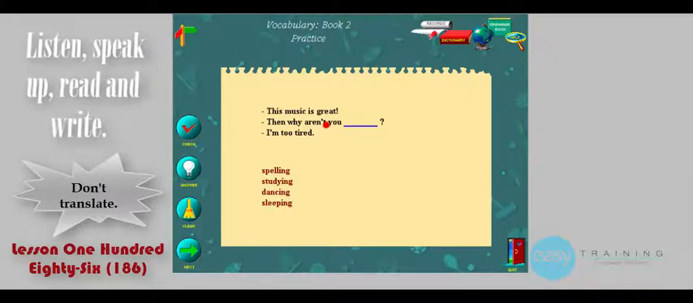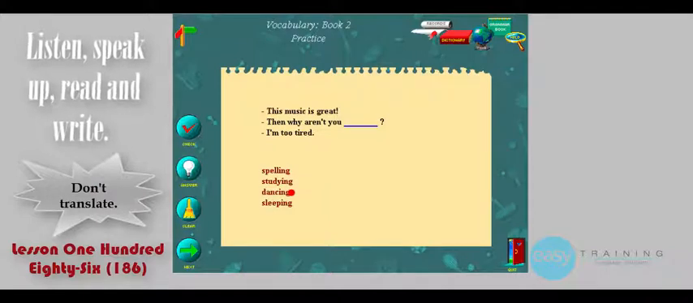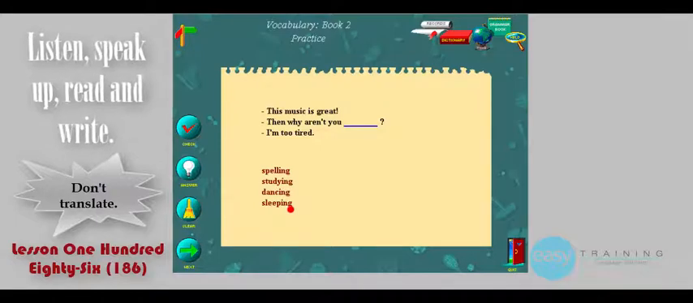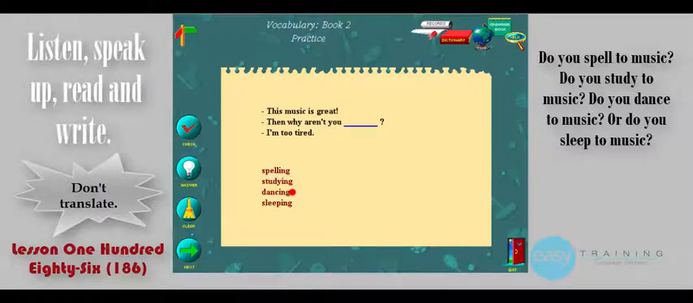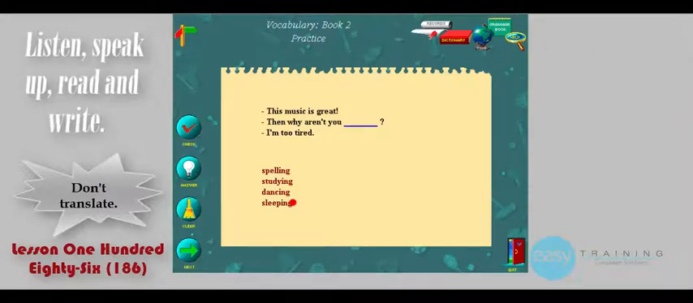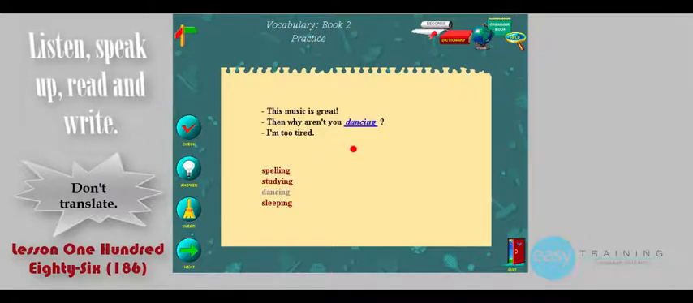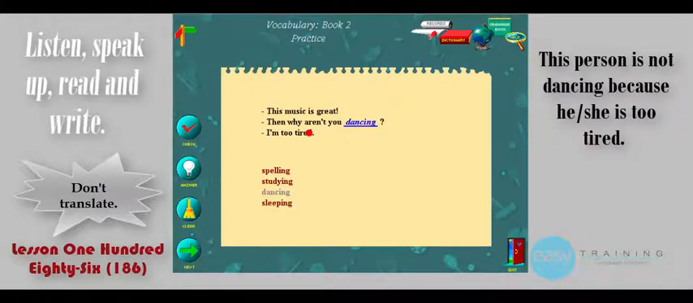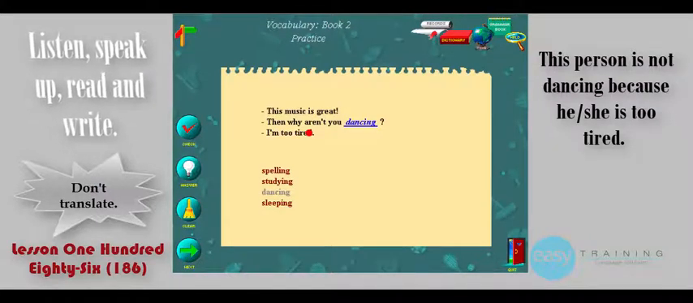Then this person asks, why aren't you spelling? Why aren't you studying? Why aren't you dancing? Or why aren't you sleeping? Do you spell to music? Do you study to music? Do you dance to music? Or do you sleep to music? This is the right word to complete this question. Then why aren't you dancing? This person is not dancing because he or she is too tired.